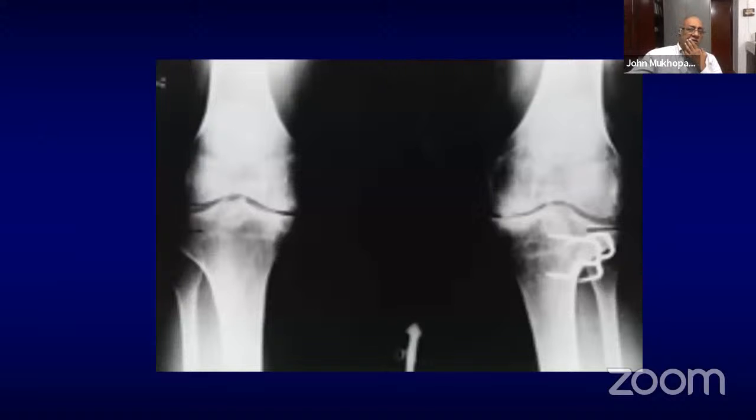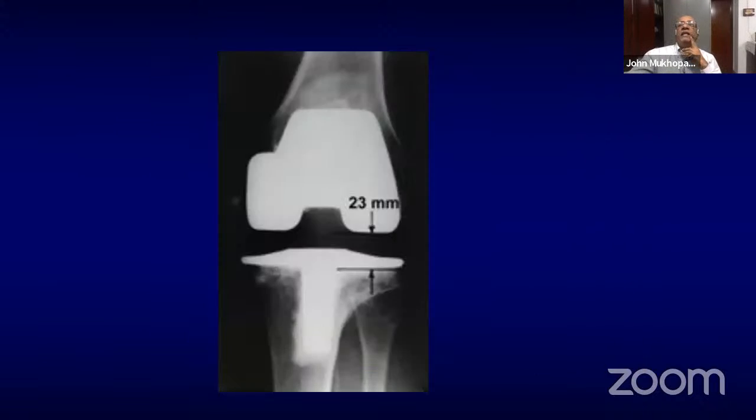So here's an example. This is not one of ours. This is from the internet, where you can see a lateral closing wedge osteotomy has been done. And now when the patient needs to have a TKR, you can find that the peg of the TKR comes more lateral than it should. Normally it should be in the middle of the tibia. It comes much more lateral, close to the lateral cortex.